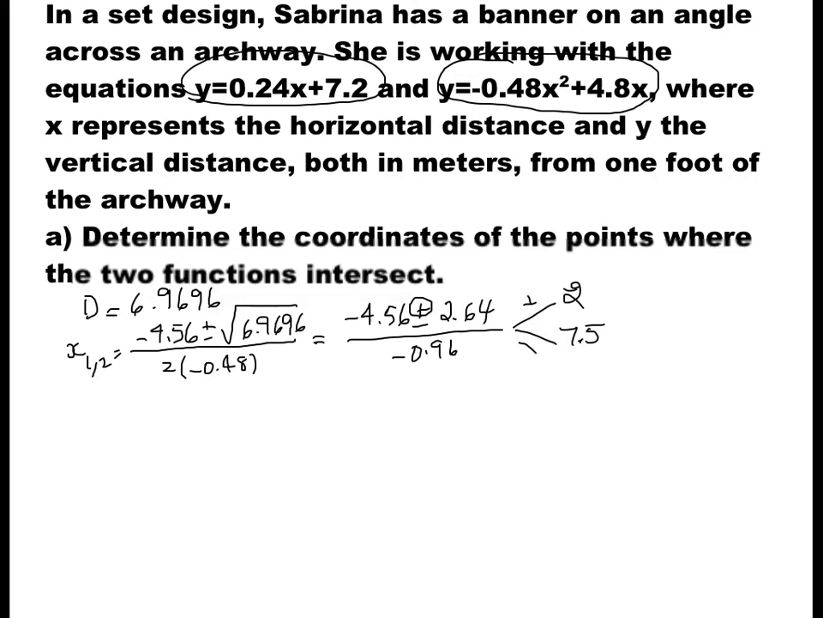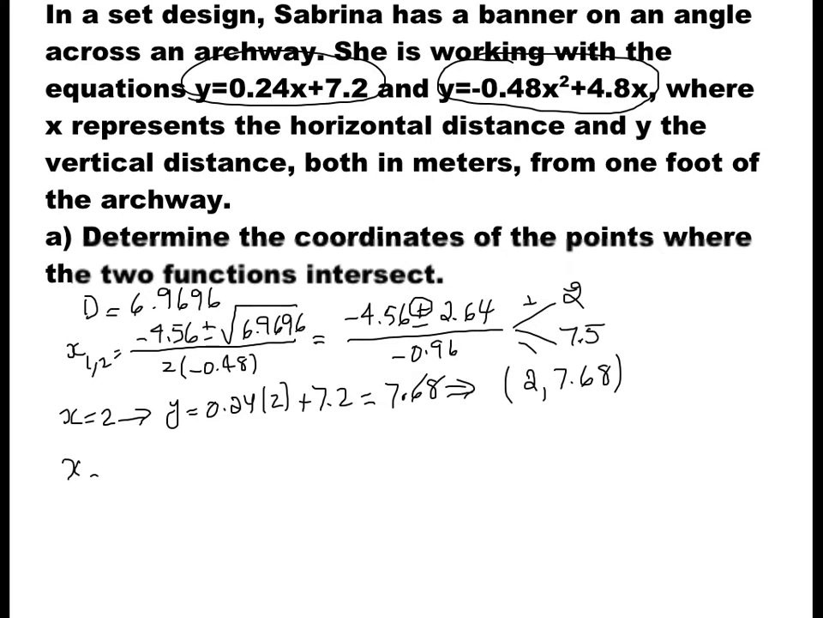Now you can use any one of these two equations, either the line or quadratic, to find the y coordinate. I'm going to use the line. So if x is 2, then y is equal to 0.24 times 2 plus 7.2. If you simplify this one, you get 7.68. So the first point of intersection is 2 and 7.68.